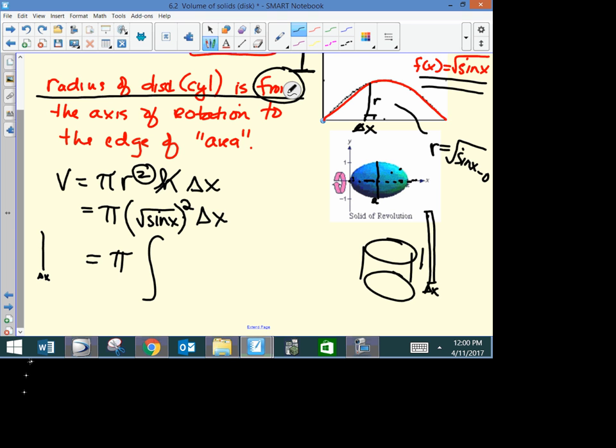Pi, I'm going to leave that outside of my integration because it's a constant. What's the radical sine of x squared? And change in x changes to dx. Okay, now all we need is our limits and we're in business. Okay, did I lose anybody? Anybody want that again?